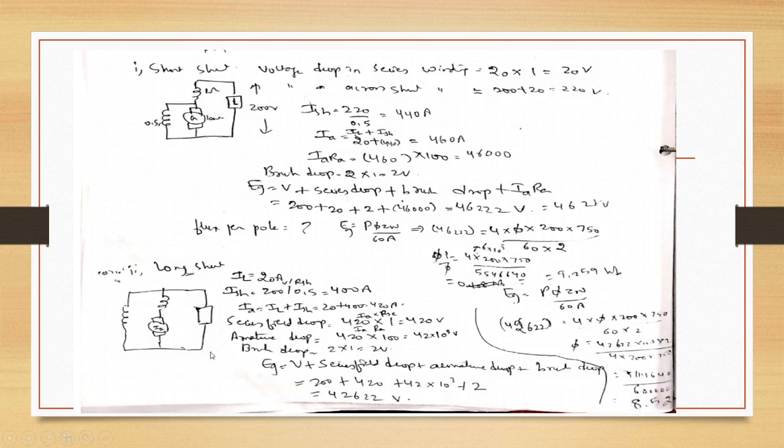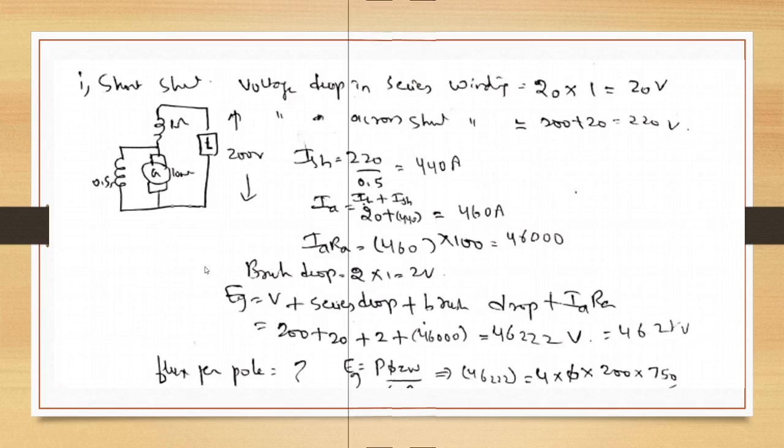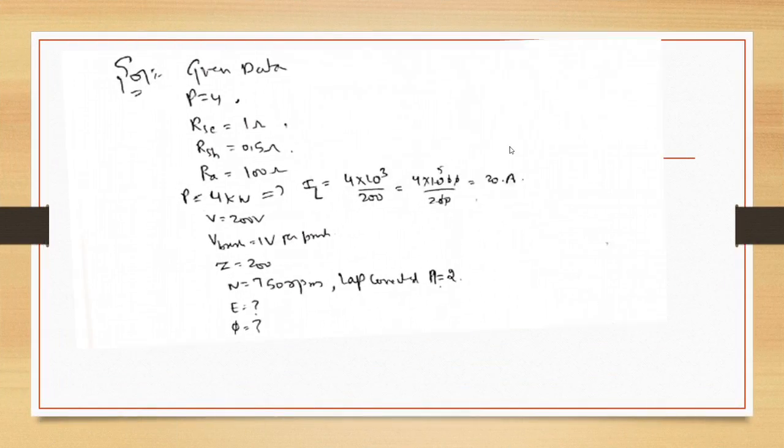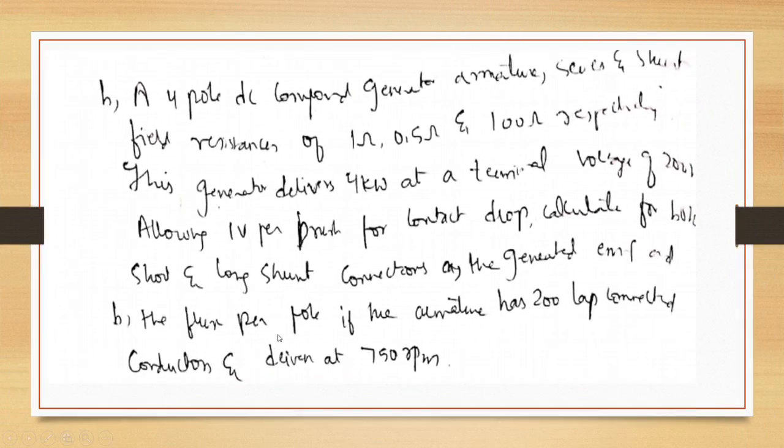Now we have to do it for long shunt. What is asked in the question for long shunt? Flux per pole, if the armature has 200 lap connected conductors and driven at 750 rpm. So for both short and long, we are calculating EMF and flux per pole.